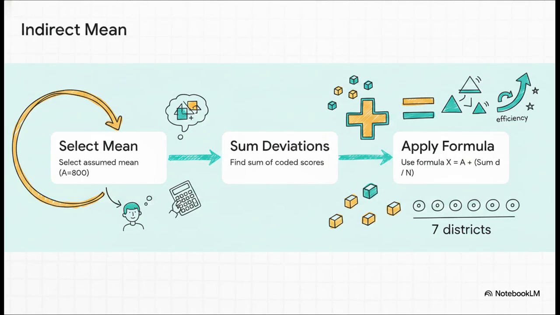By following these three simple steps, our calculation becomes so much faster. First, we picked an assumed mean of 800. Second, we added up those small coded deviations, which gives us a much more manageable sum of 884. And finally, step 3, we just plug it into the formula. Our assumed mean of 800 plus 884 divided by our 7 districts.